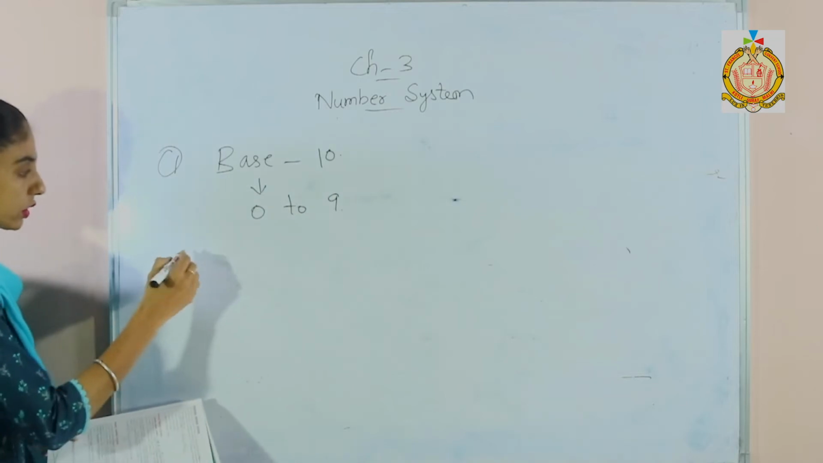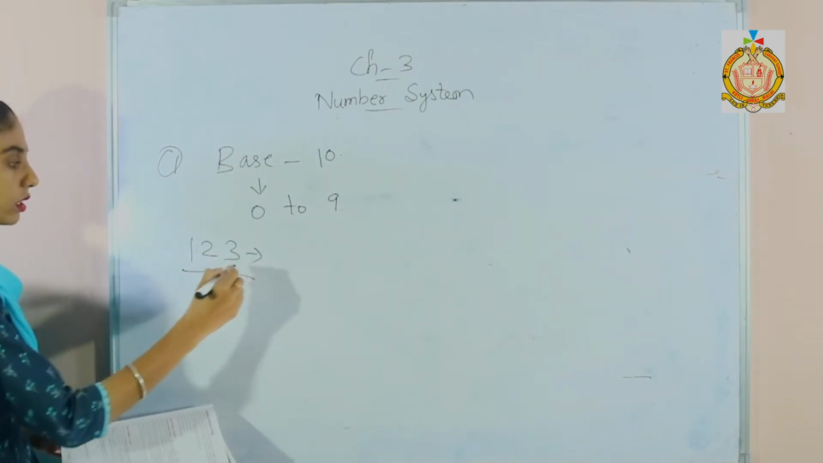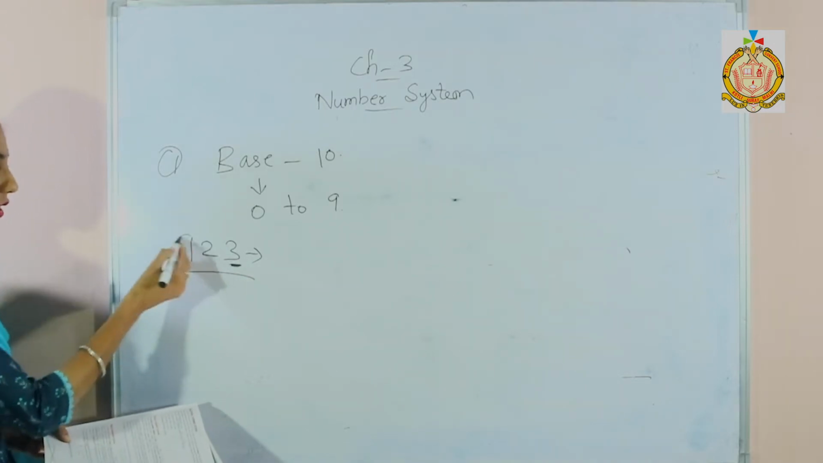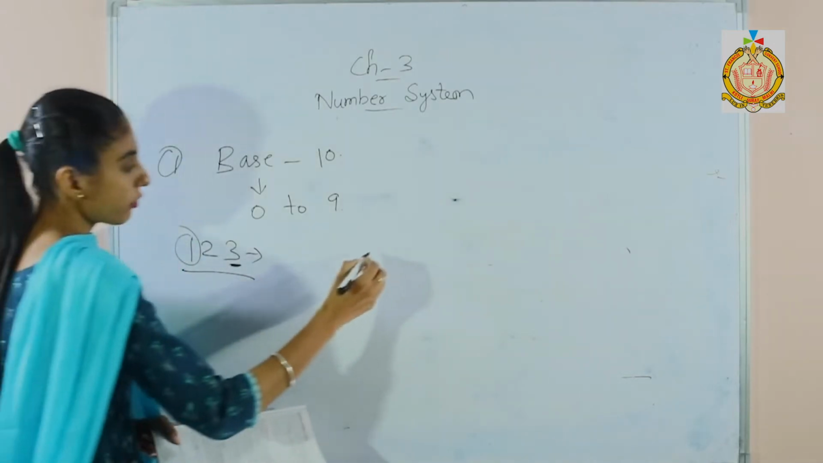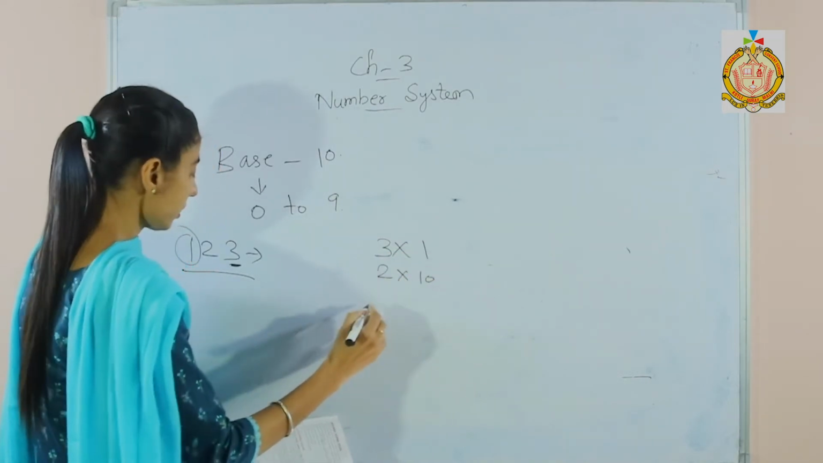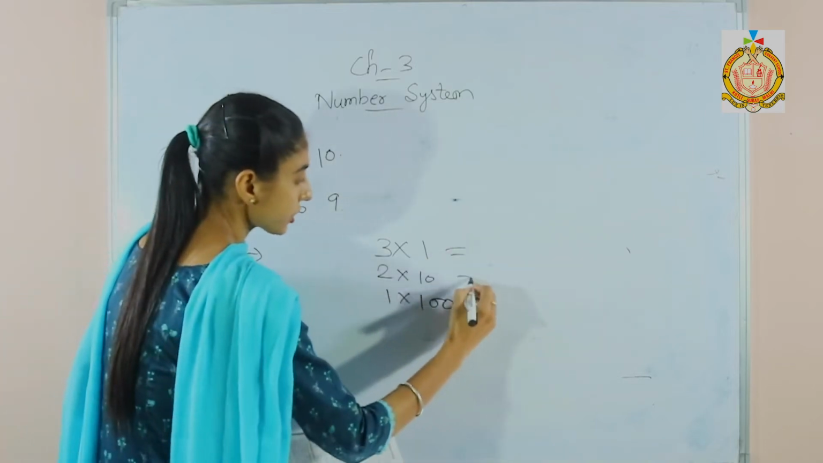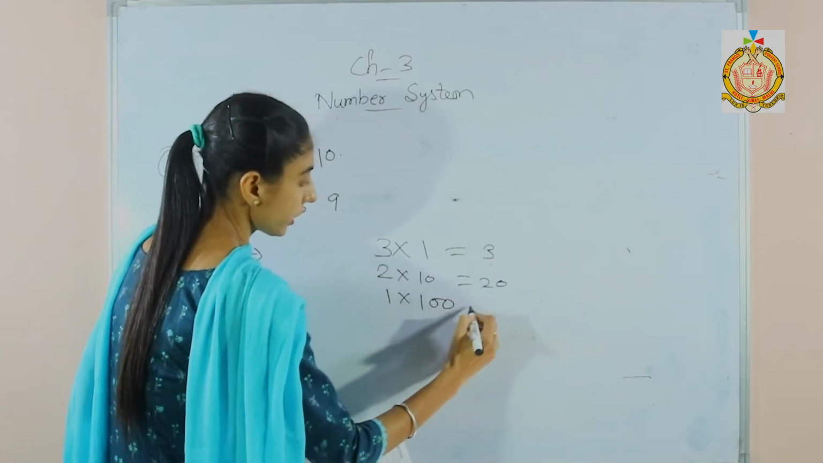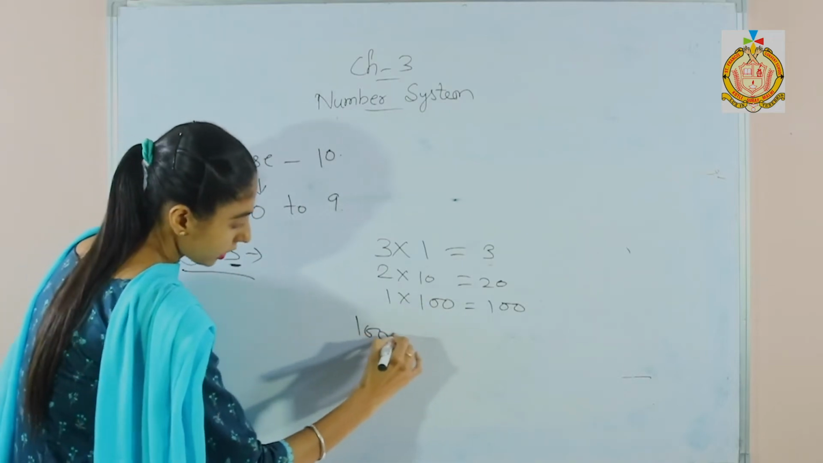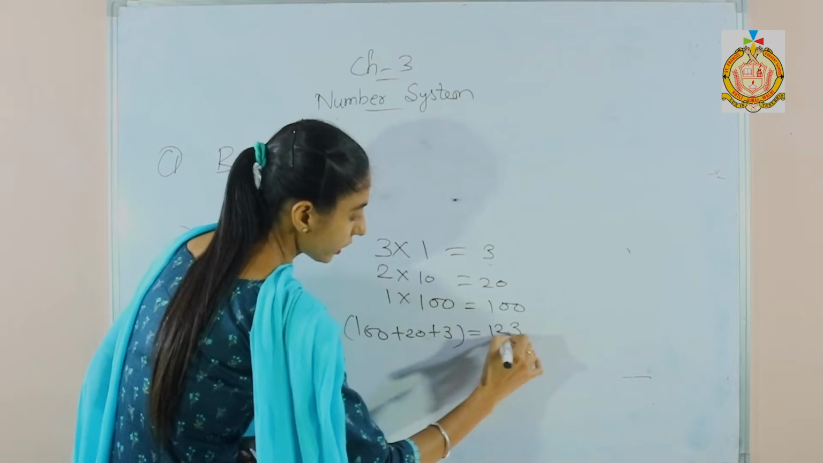So I am going to give one example. 1, 2, 3, a 3-digit value is here. 3 is on the 1's place, 2 on the 10's place and 1 on the 100's place. So you have to multiply 3 with 1, 2 with 10, 1 with 100. After multiplication we get 3, 20 and 100. When we add 100 plus 20 plus 3, that is 123.